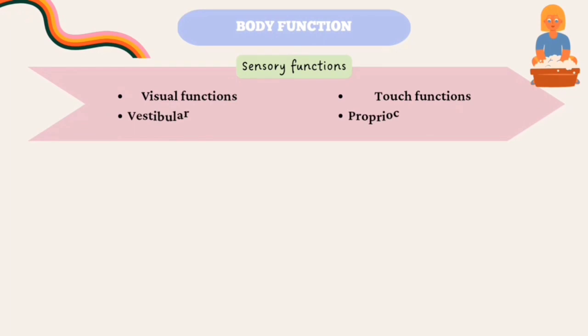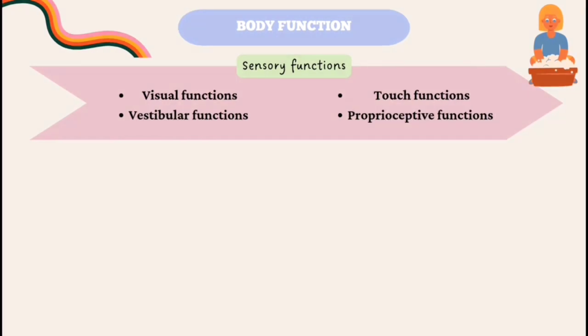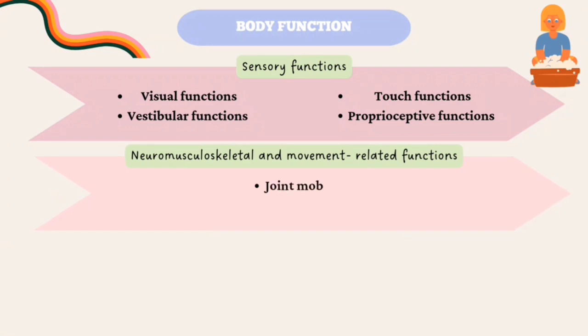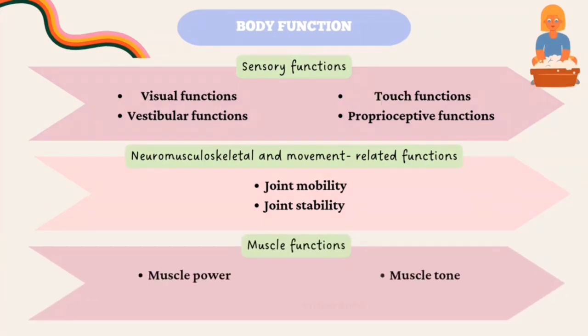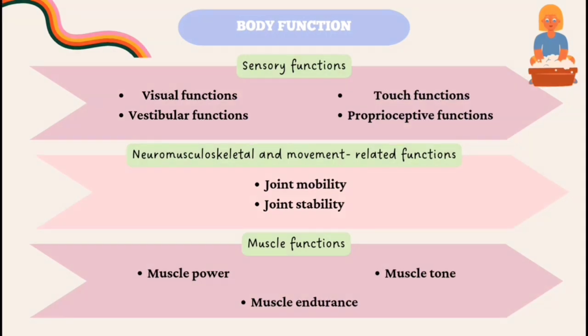There are a few body functions required to do the hand washing activity. As for the sensory function, it requires visual, vestibular, touch and proprioceptive function. The next one is neuromusculoskeletal and movement-related function. It is joint mobility and joint stability. The last one is muscle function. It requires muscle power, muscle tone and muscle endurance.